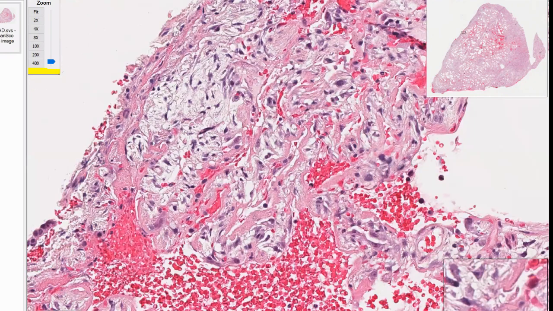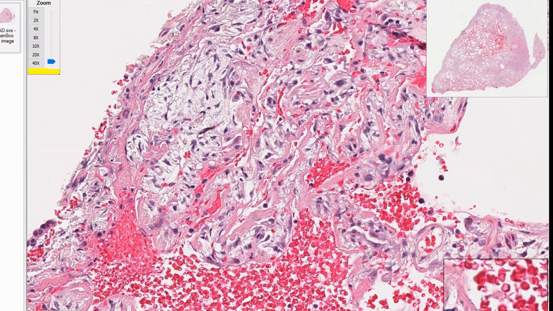So let's go back to the PowerPoint presentation. After you read this biopsy, all right, can you see the PowerPoint? Not yet. New share?